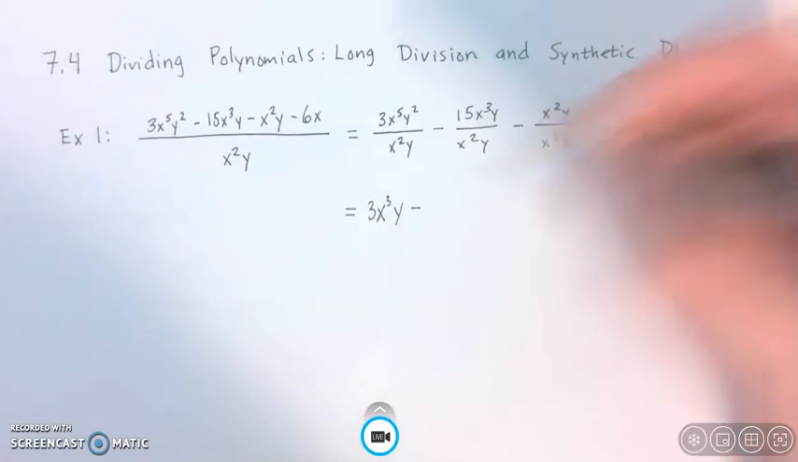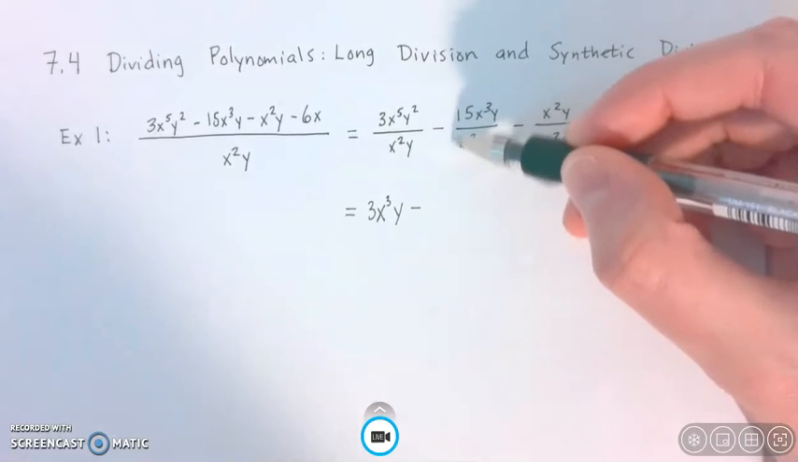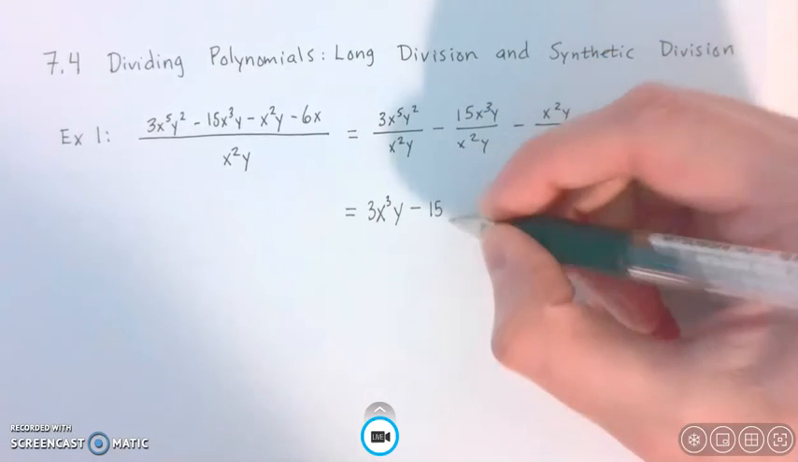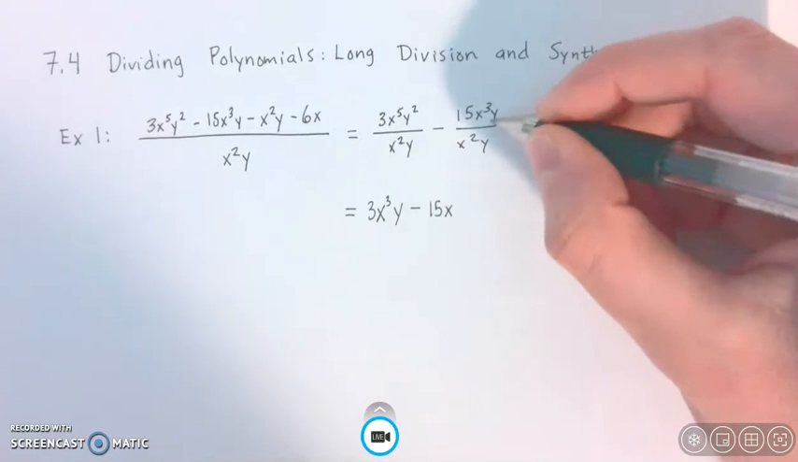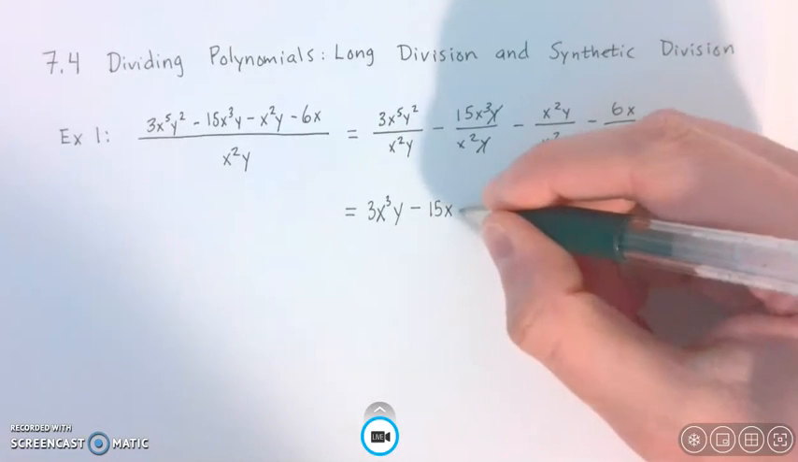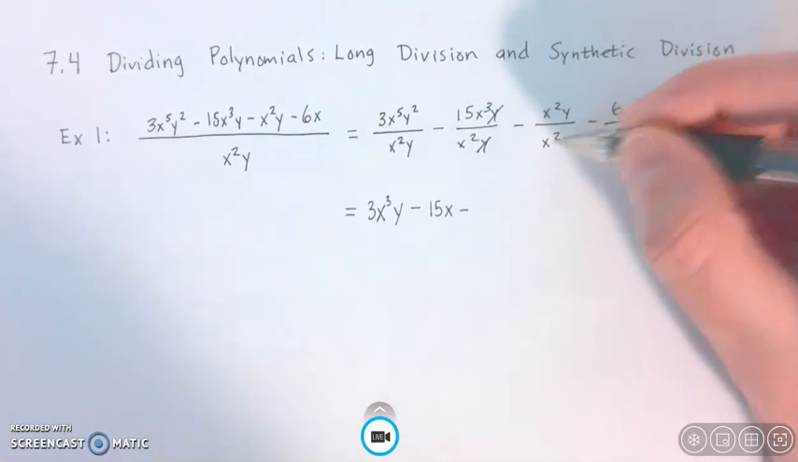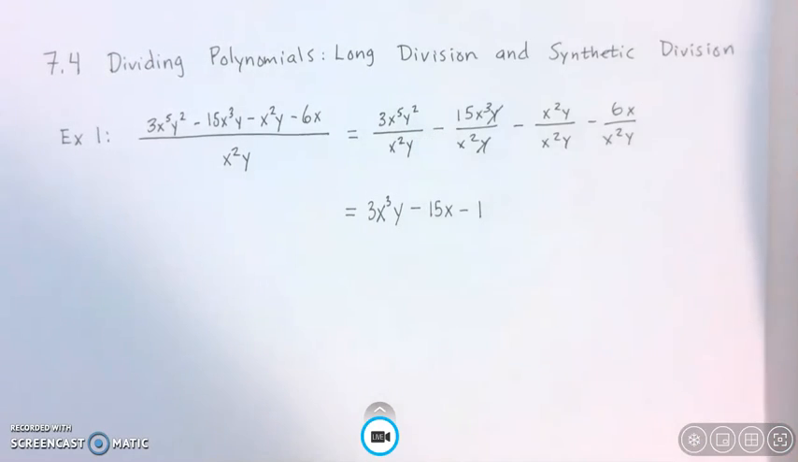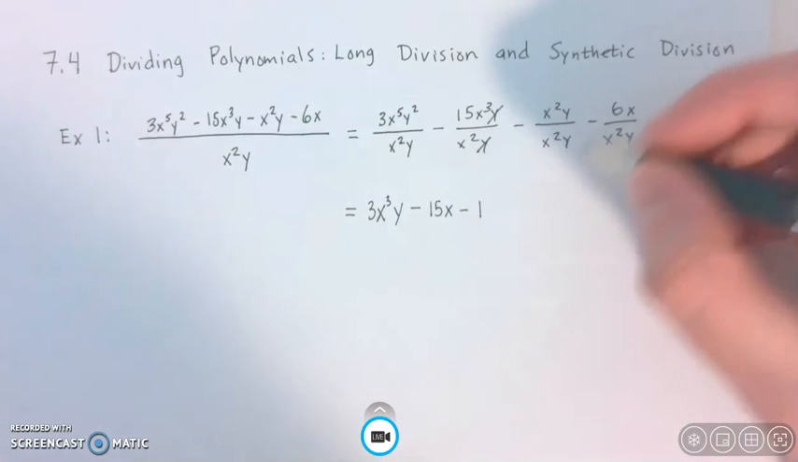I'm going to bring down the minus. 15 divided by 1 is 15. X cubed divided by x squared is x. And these y's cancel out, they technically equal 1. Minus x squared y over x squared y, well that's the same numerator over the same denominator, so that just equals 1. Let's take a look at the next part.